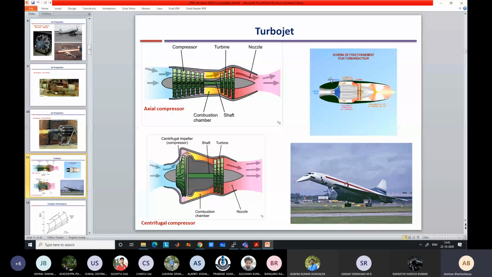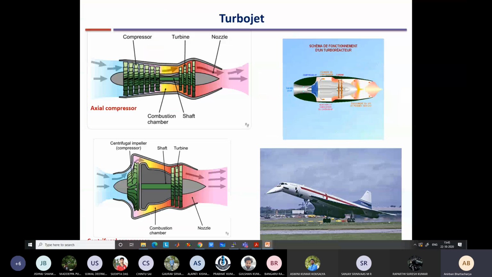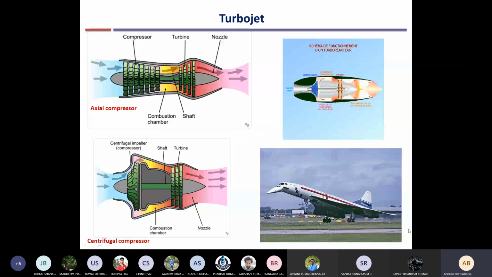So jet engines, I have already given you a brief idea. You also know because this is very common. We know that jet engines are very widely used for aircraft propulsion. Okay. So you already know the history also. I have discussed previously how jet engines were invented. I will quickly recap once.